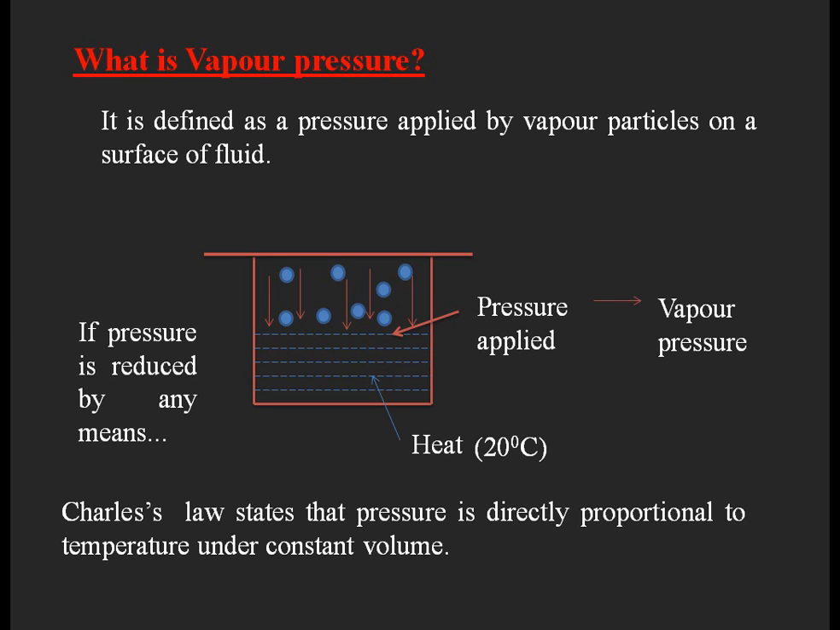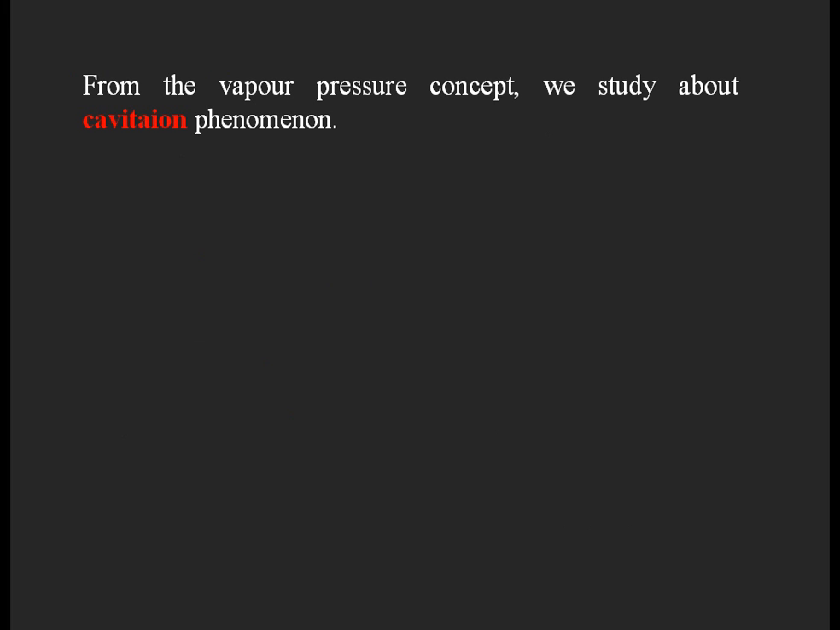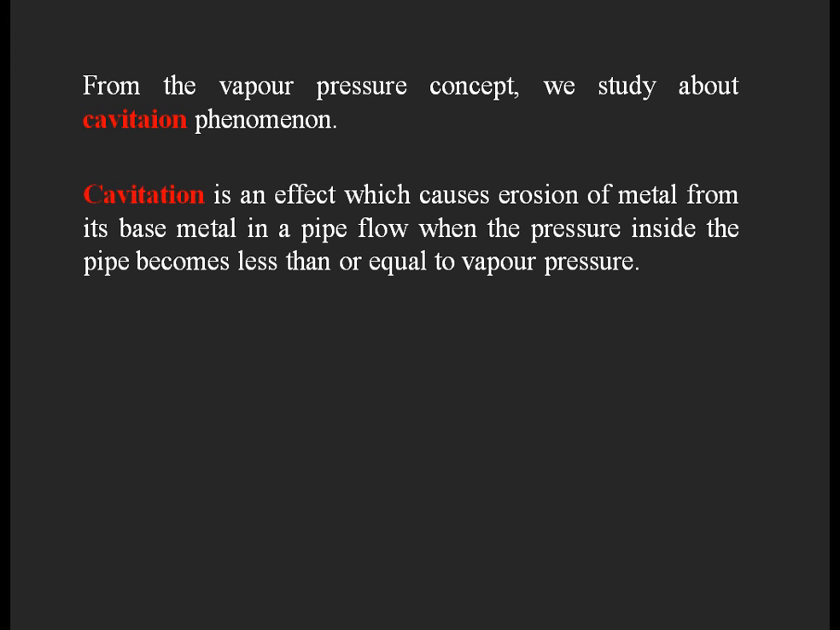Okay, so by this phenomenon, we can face the vapor pressure in a flow field, in a pipe flow. How can we say that? Here cavitation is the effect which is produced by the vapor pressure inside the pipe. So assume a pipe in which water is flowing. How can we define cavitation? Cavitation is an effect which causes erosion of the metal from its base metal in a pipe flow, when the pressure inside the pipe becomes less than or equal to vapor pressure.